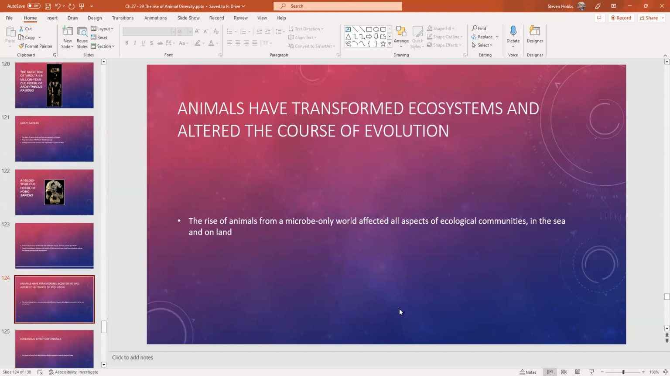So animals have transitioned and adapted their environment so much so that they actually transform the ecosystem. For example, beavers create these dams, which can then create a flooded area. They're changing the entire world at that point.